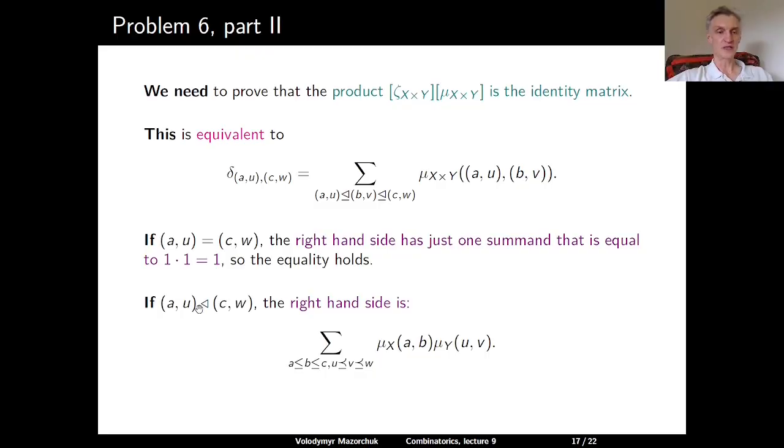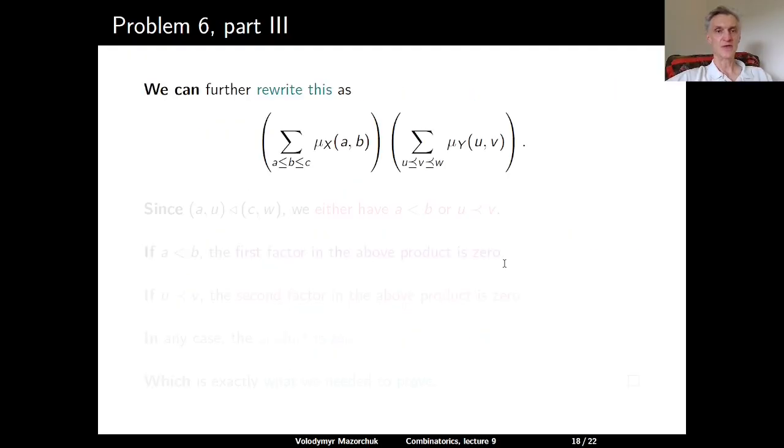If a, u is strictly smaller than c, w, then we can write the right-hand side as the sum over all b between a and c and over all v between u and w, mu x of a, b, mu y of u, v. That's because of the definition of our mu function for the product of our posets. We can further rewrite this as a product of two sums.